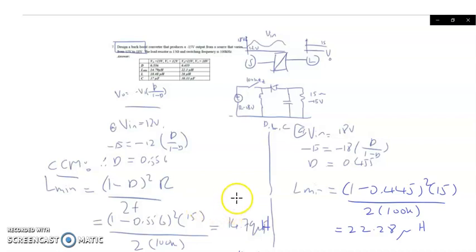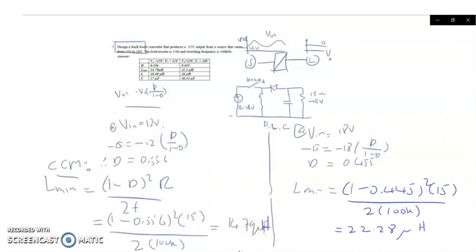Okay, just now we calculated the minimum inductor value for the CCM condition. For 12 volt input it is 14.79 microhenry. Meanwhile, for 18 volt input, the minimum inductor value is 22.28 microhenry. So this is the value for 18 volt, and this is the value for 12 volt.